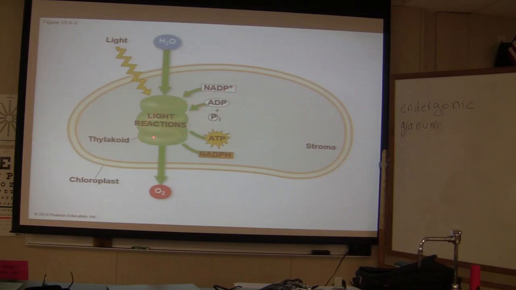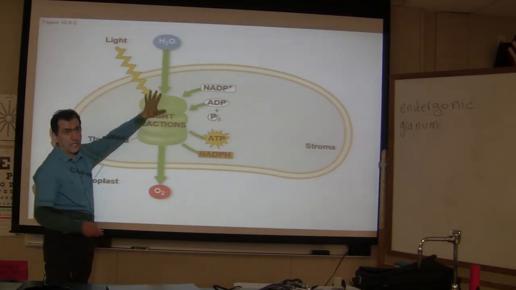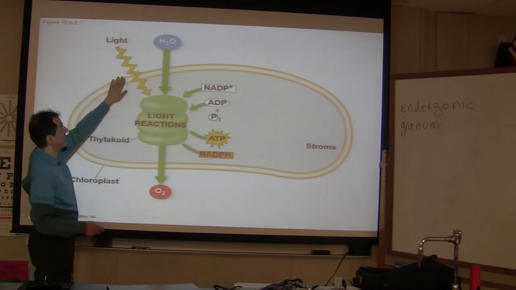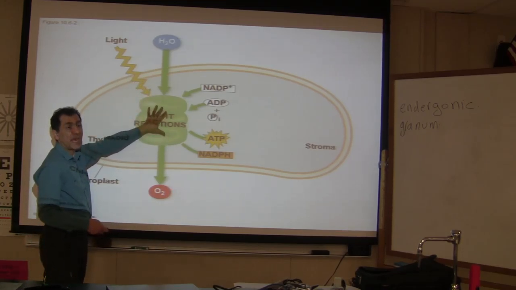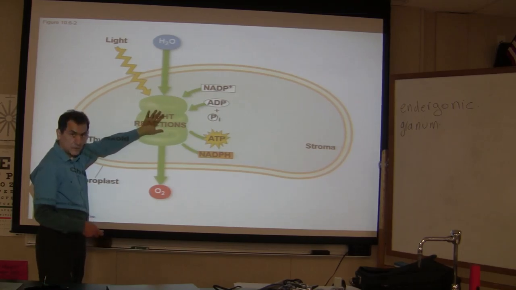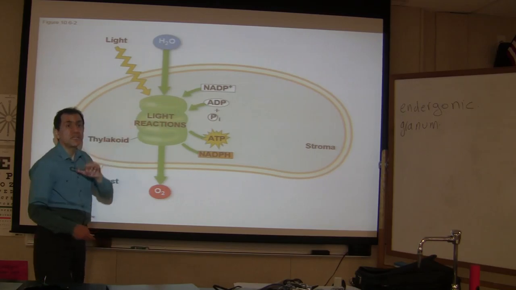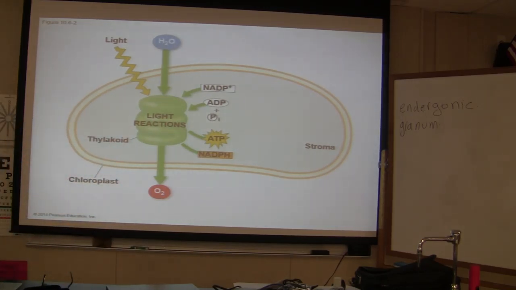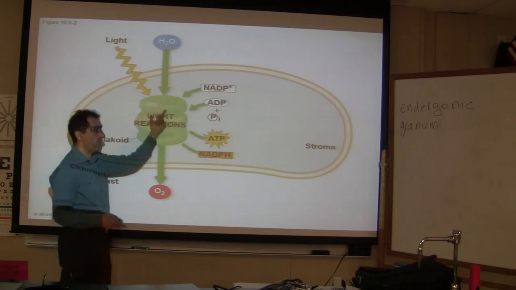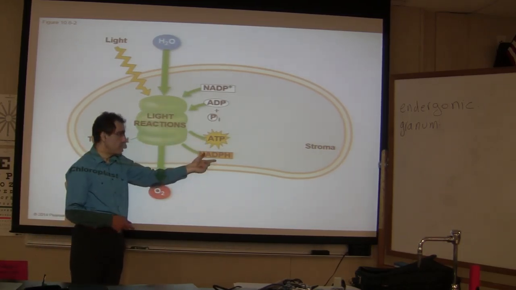What happens in the thylakoid right here? You make ATP and NADPH, and of course, the water molecule is being split, being oxidized to oxygen. Then what happens? Can this happen without light? No. If you take that component out, that's why this does not happen at night. So at night, plants do not make oxygen. Plants do not make ATP in here. They do not make NADPH.